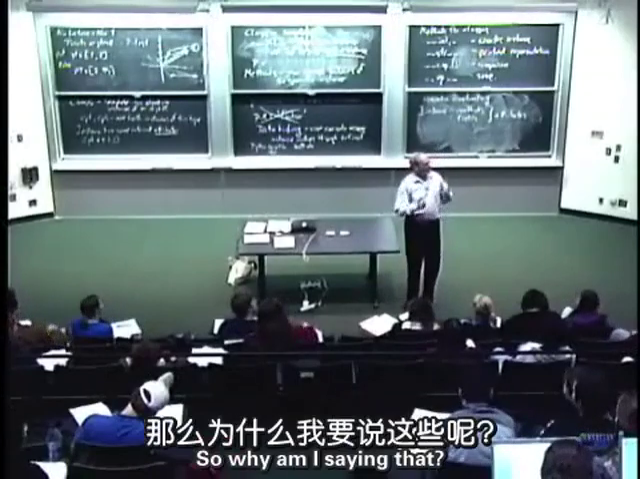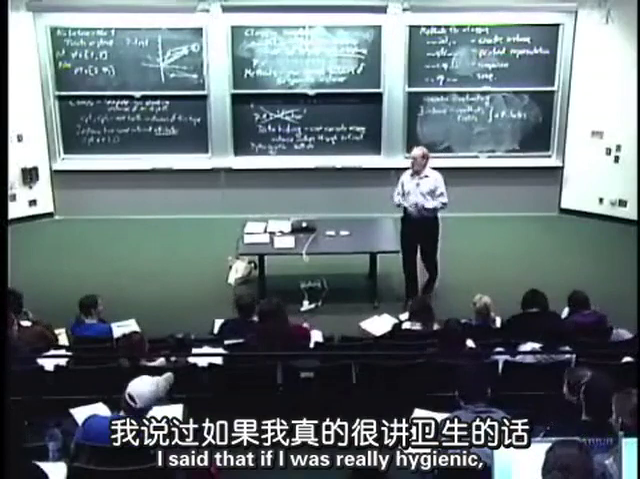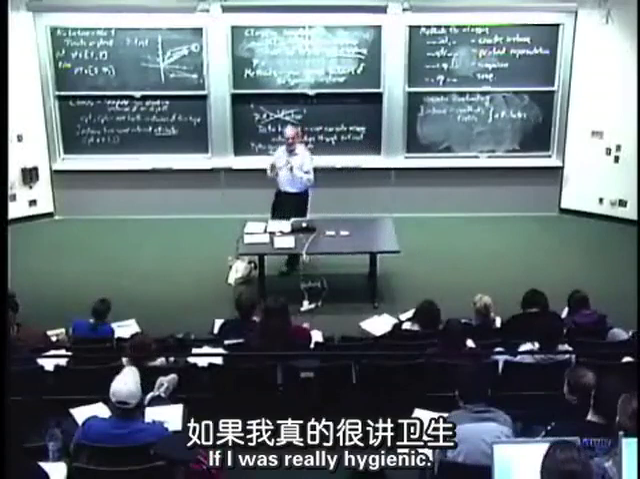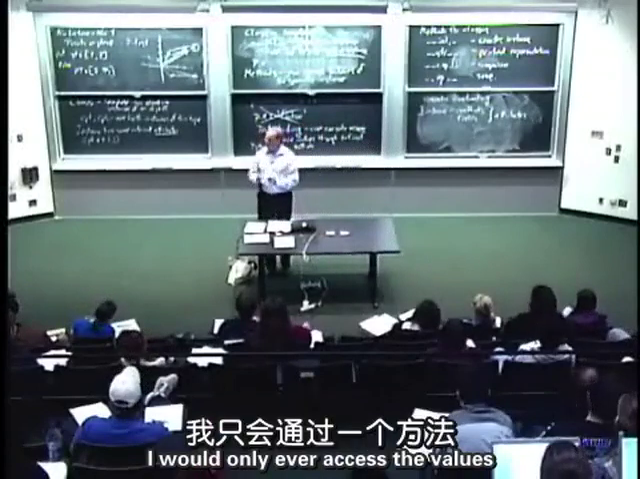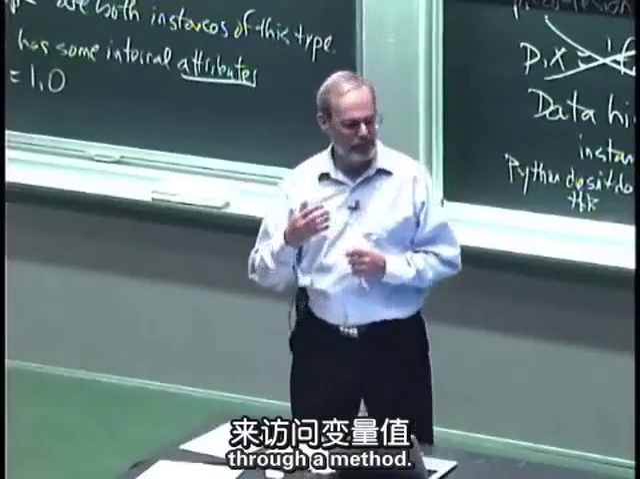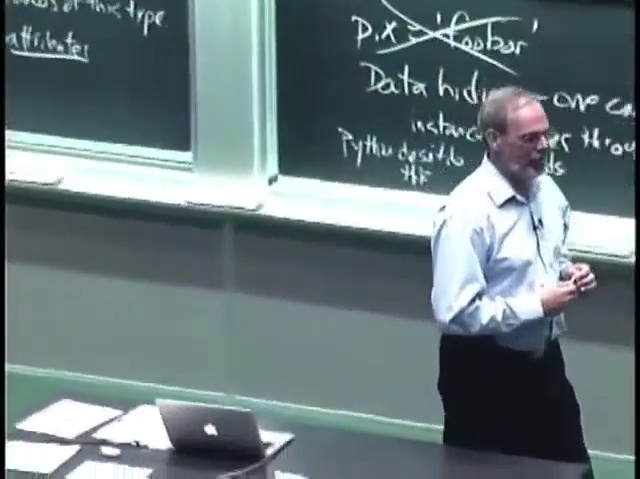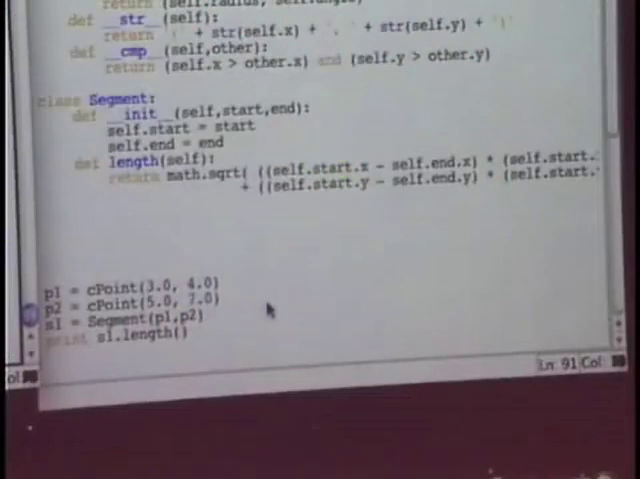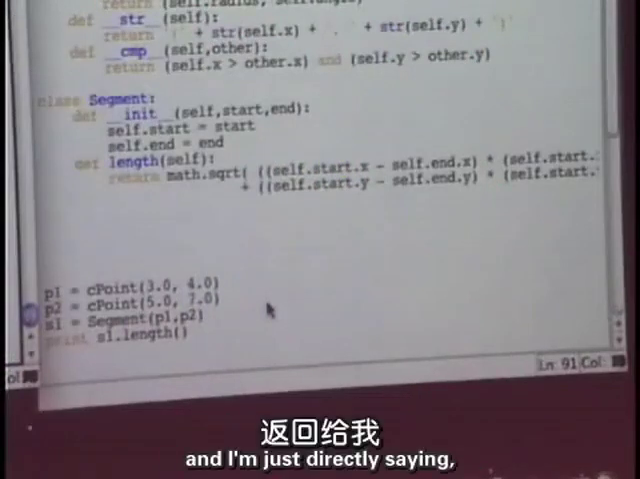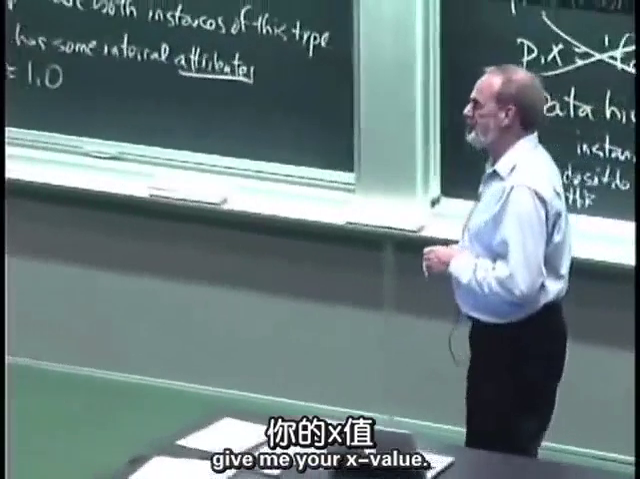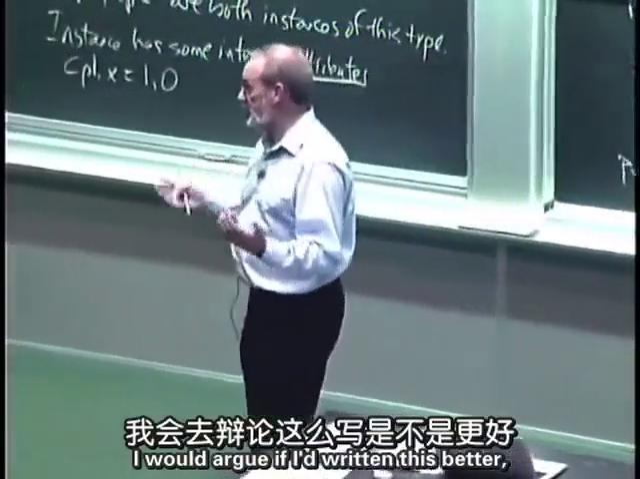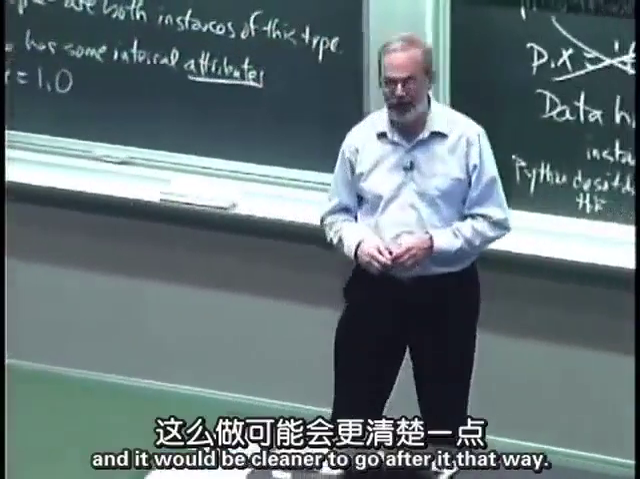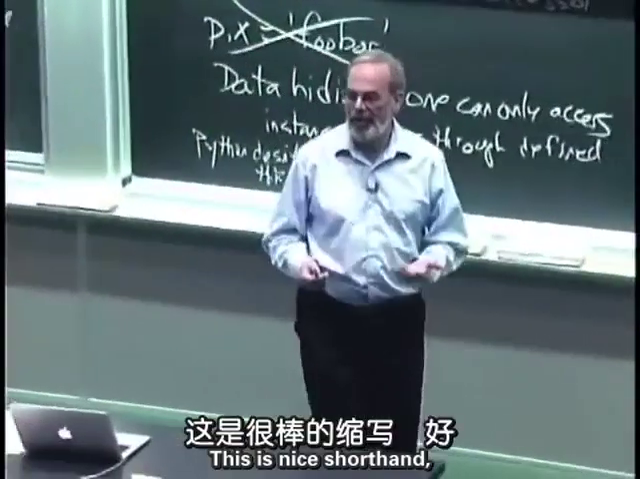So why am I saying that? I said that if I was really hygienic, I would only ever access the values through a method. And I'm cheating here, right? Because what am I doing? I'm taking advantage of the fact that start is going to be a point, and I'm just directly saying, give me your x value. So I would argue if I'd written this better, I would have had a method that returned the x and the y value, and it would be cleaner to go after it that way. This is nice shorthand, right?